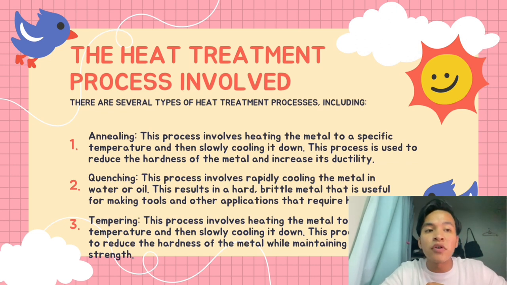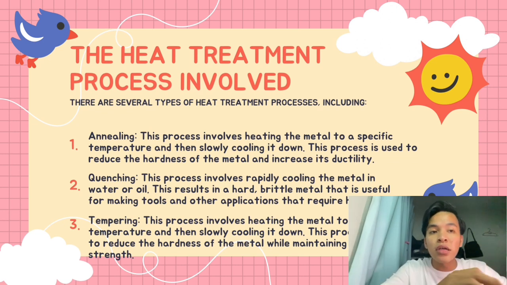This process involves rapidly cooling the metal in water or oil, and this results in a hard, brittle metal that is useful for making tools and other applications that require hardness. And the third one is tempering, which involves heating the metal to a specific temperature and then slowly cooling it down. This process is used to reduce the hardness of the metal while maintaining its strength.